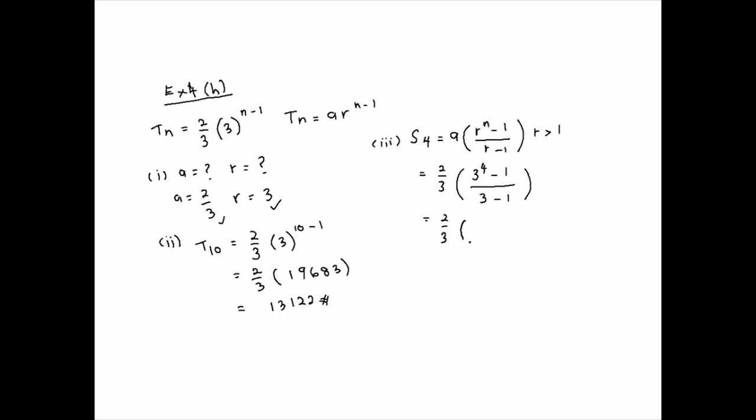We can simplify 3 power 4. 3 power 4, use your calculator, is 81. 81 minus 1, you get 80 over 3 minus 1, 2. So 2 over 3 multiplied by 80 over 2, you get final answer 80 over 3.